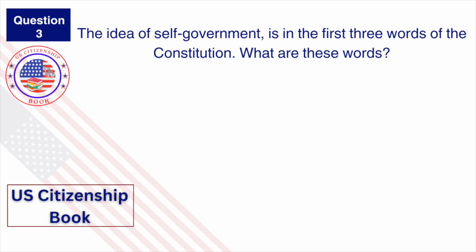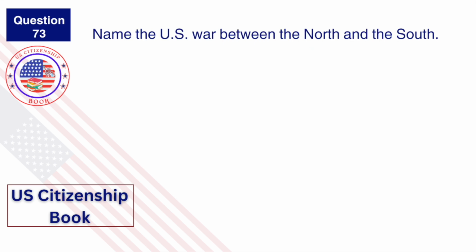The idea of self-government is in the first 3 words of the Constitution. What are these words? We the people. Name the U.S. war between the North and the South. The Civil War.